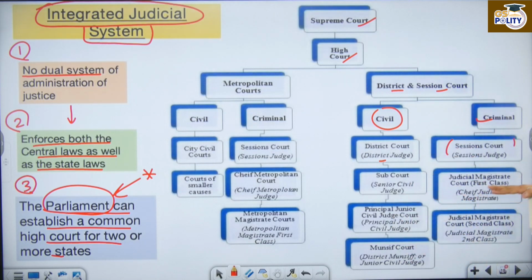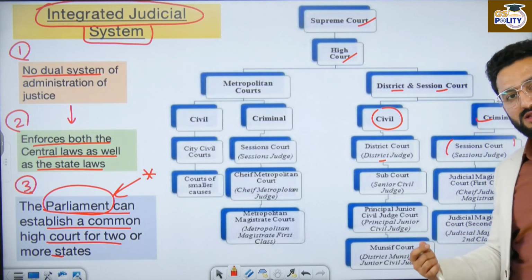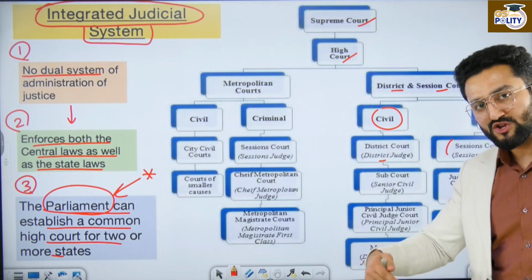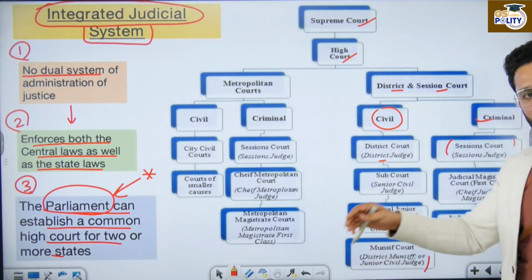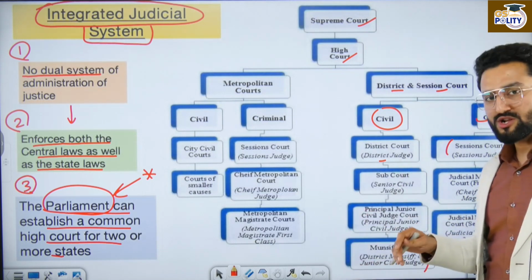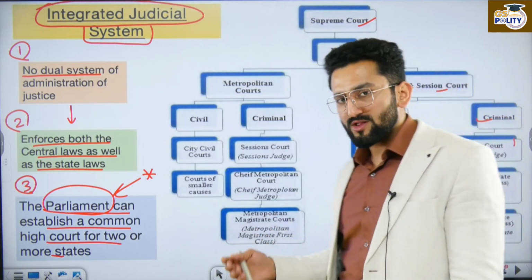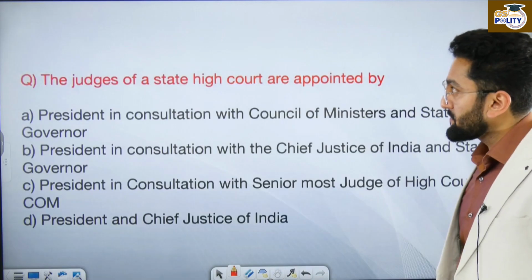Then we have sub courts: judicial magistrate court first class, then principal junior civil judge court, judicial magistrate court second class. These judges, judicial officers, are appointed through the PCSJ exam, Provincial Civil Service Judicial. Then you have municipal courts, in suburbs and sub areas. When we talk about judiciary, we are going to talk about Gram Nyayalayas and Lok Adalat. Everything will be set in your mind, don't worry.